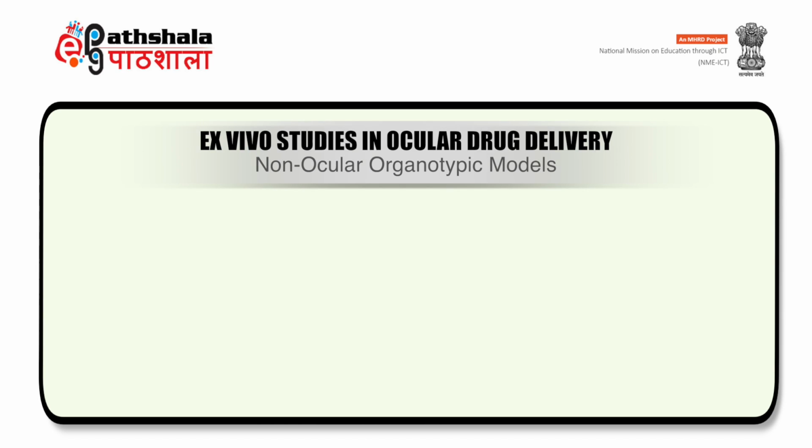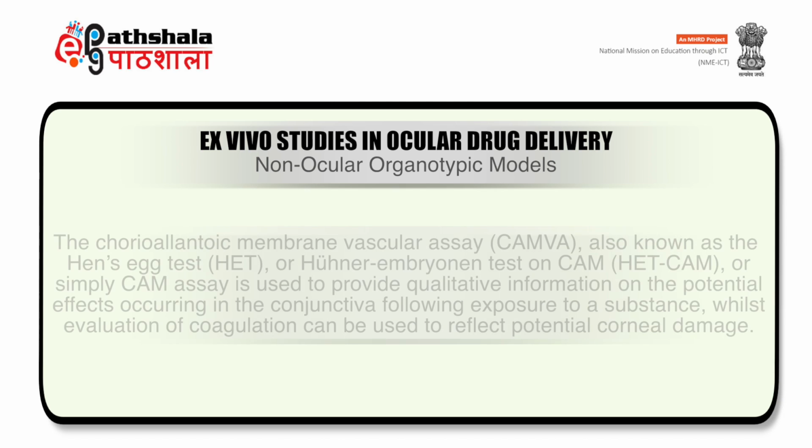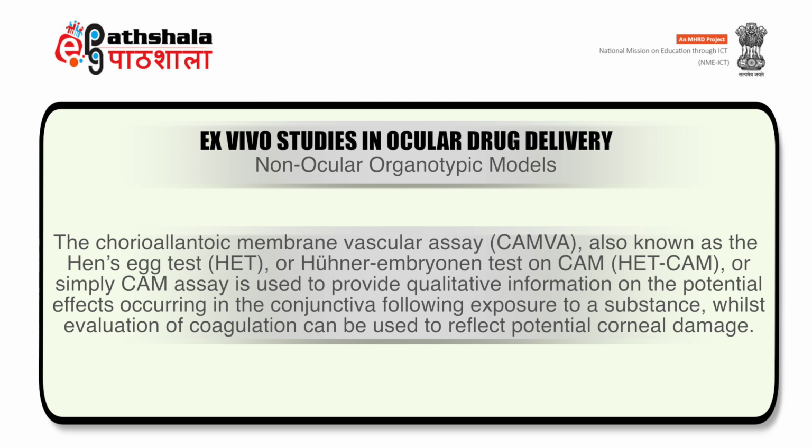Another category is non-ocular organotypic models. The non-ocular organotypic models include two types of ex vivo studies, the CAM assay and the SMI assay. The chorioallantoic membrane vascular assay, also known as hen's egg test or simply CAM assay, is used to provide qualitative information on the potential effects occurring in the conjunctiva following exposure to a substance, whilst evaluation of coagulation can be used to reflect potential corneal damage.